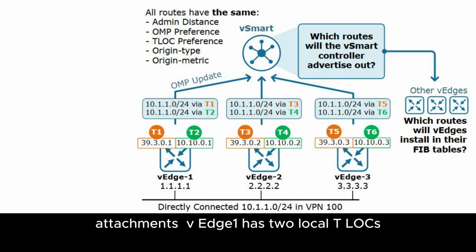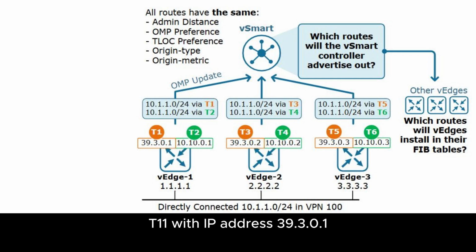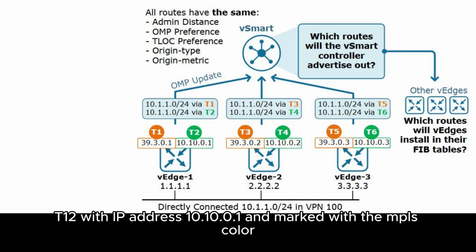vEdge 1 has 2 local TLOCs. T11 with IP address 39.3.0.1 and marked with the biz internet color. T12 with IP address 10.10.0.1 and marked with the mpls color.